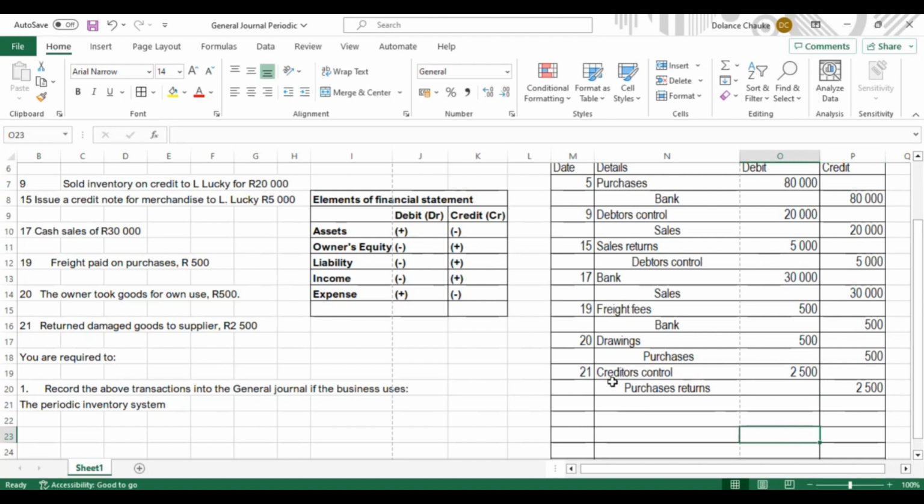To explain this: creditors are debited because they are liabilities and they are decreasing. That's why I'm debiting. And then purchase returns: you are returning the goods that you have purchased to the creditors. Purchases, remember, is an asset, and whenever it's being returned, it's decreasing. Remember transaction number 1 up there. When we bought, they were increasing, we debited. But now they are decreasing because we are returning goods to the supplier. I hope you understand that one.